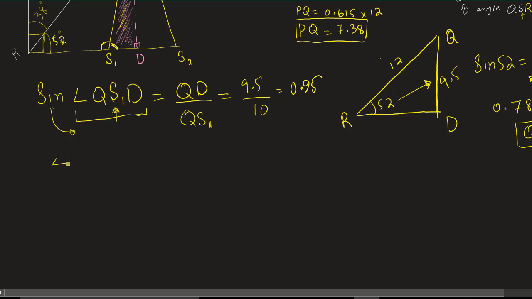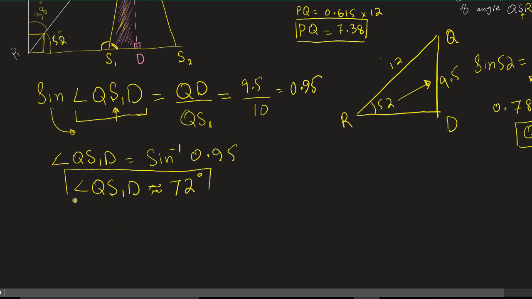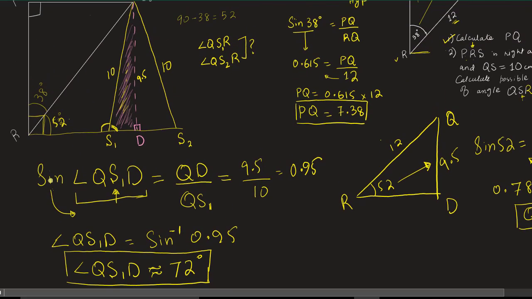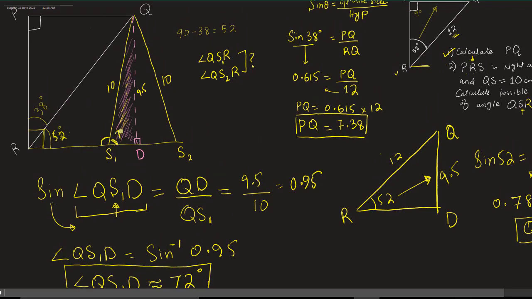So angle QS1D is equal to sine minus 1 of 0.95. Sine to the power minus 1 means that we shifted this sine to the other side. And we have an option in the calculator for sine minus 1, and after solving it we get 72 degrees. Okay, so this angle is 72.